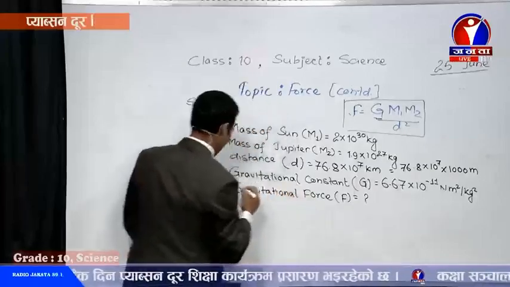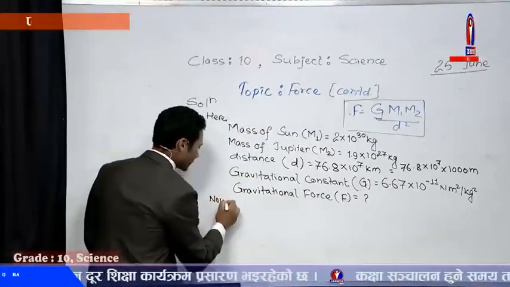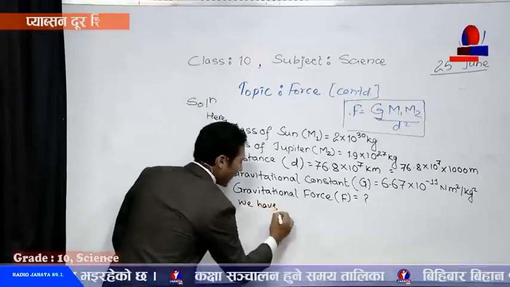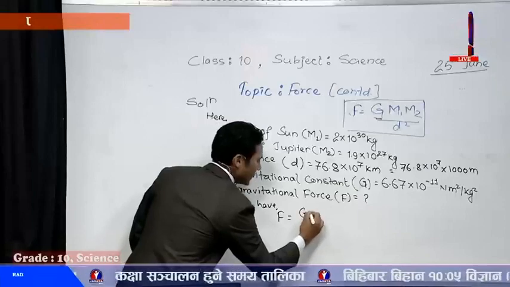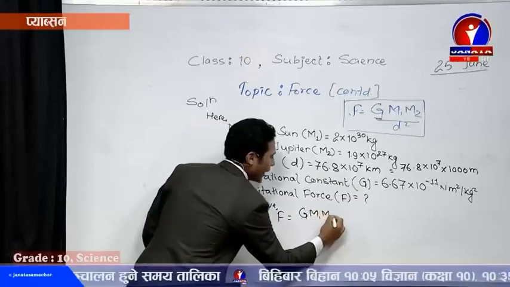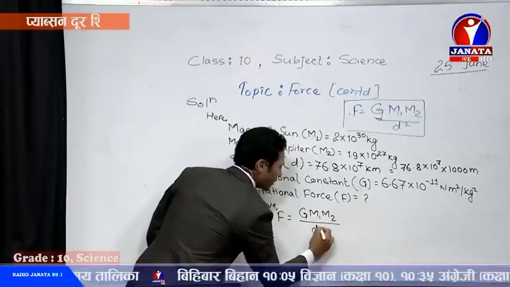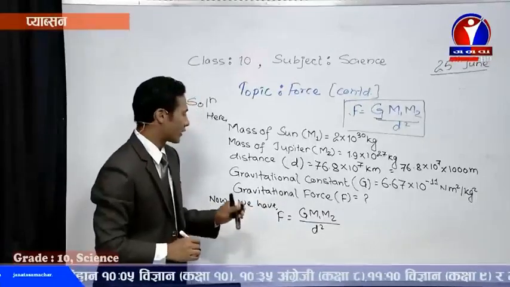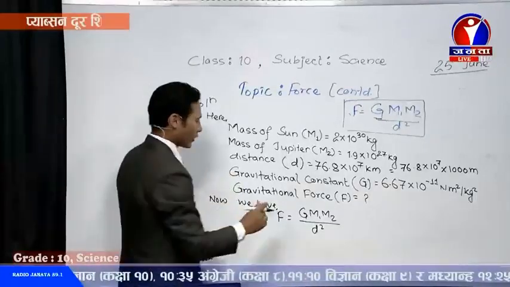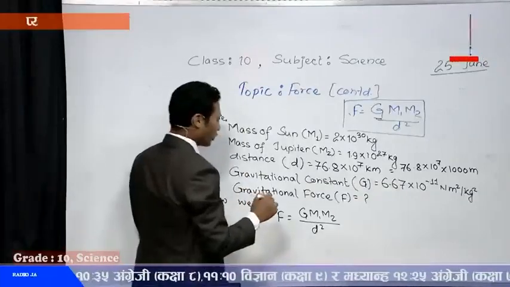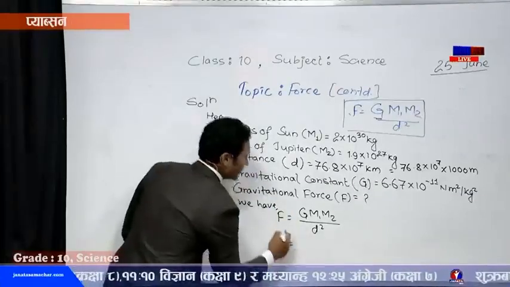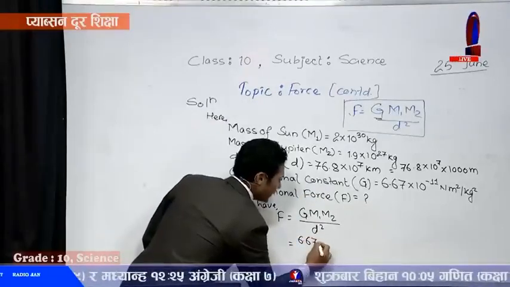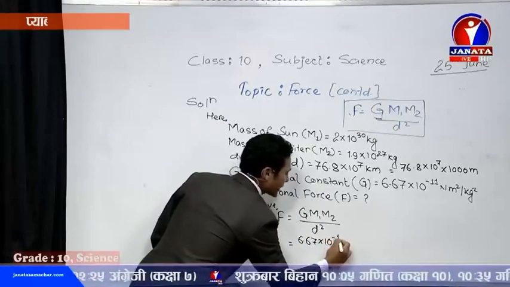Now, what is the formula? F equals G m1 m2 by d square. This is the gravitational force formula. Now let's put in the values. This G is 6.67 into 10 to the power minus 11.